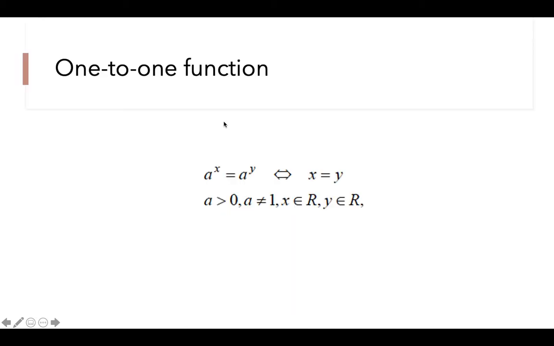First, let's go over what a one-to-one function is. In order to solve any exponential equation, you have to make sure that the base is exactly the same from the left side to the right side. As you can see, a and a, it's the same. If the base is the same, then you could equate the exponents and solve for the variable. Keep in mind that the base has to be greater than 0 and it cannot be 1, and x and y could be any real number.